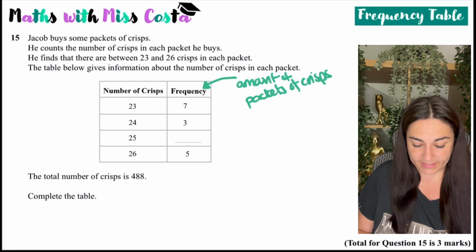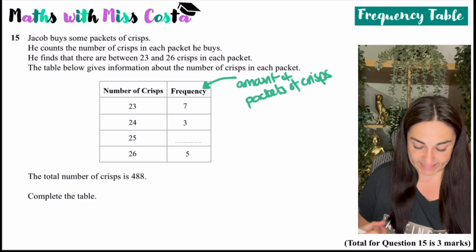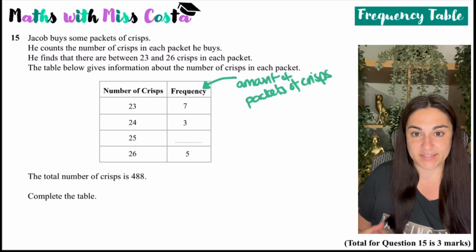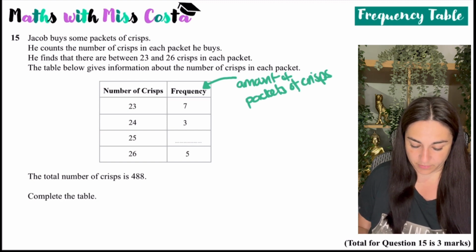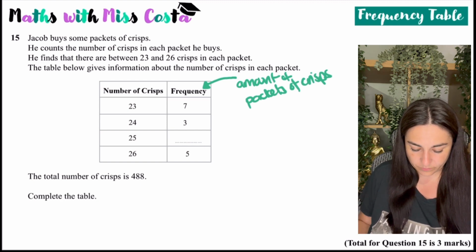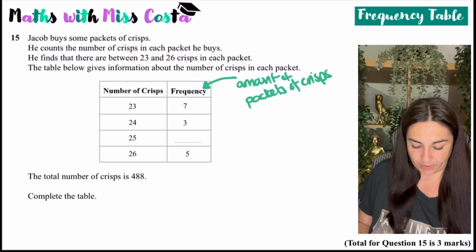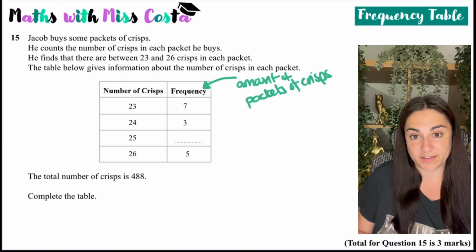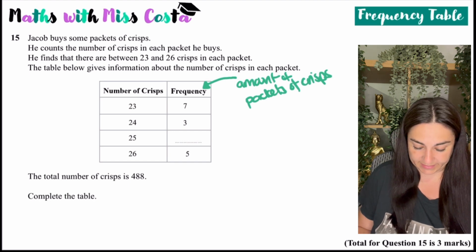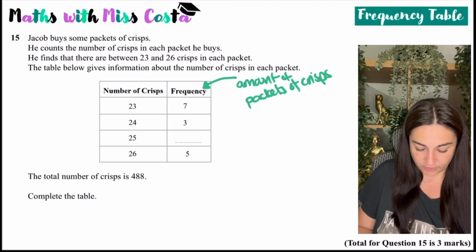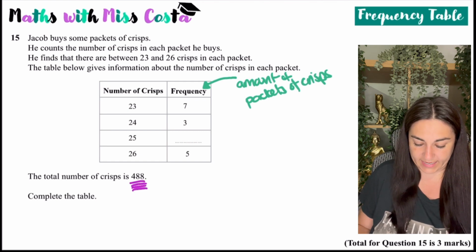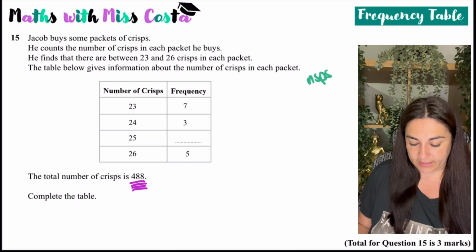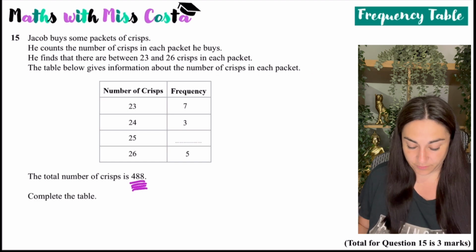So he counts the number of crisps in each packet he buys, and he finds that there are between 23 and 26 crisps in each packet. And the table below gives information about the number of crisps in each packet. So I know that 7 packets have 23 crisps in them, 3 packets have 24 crisps in them, I don't know how many packets have 25, and I know that 5 packets have 26 in them. And I know that the total number of crisps is 488.